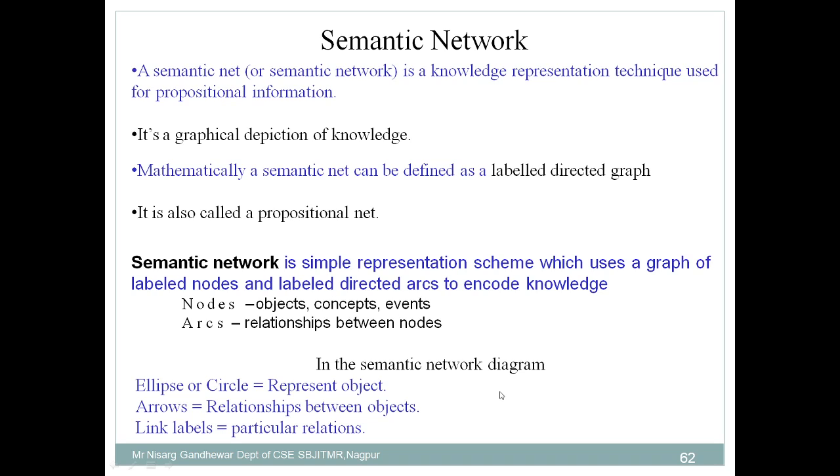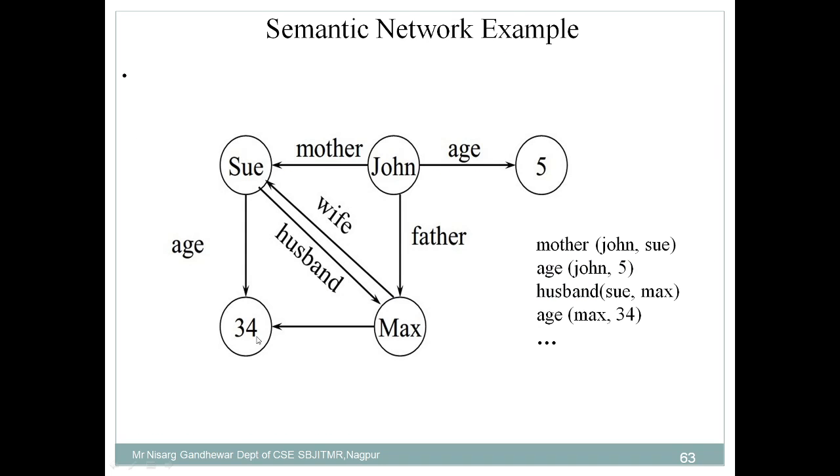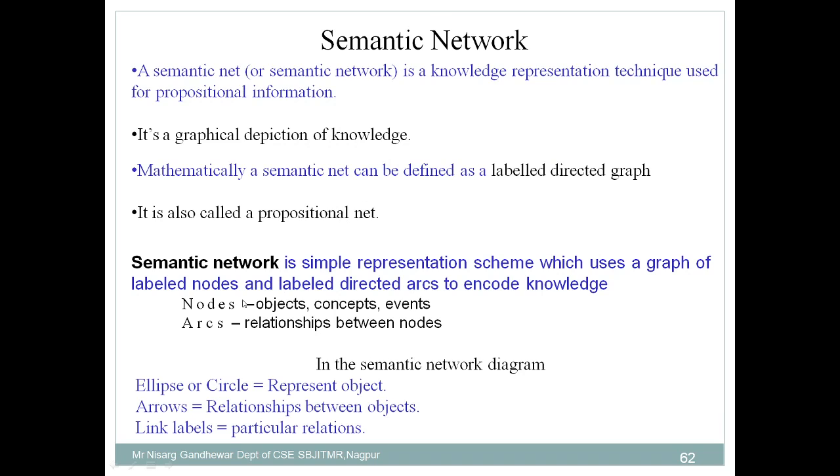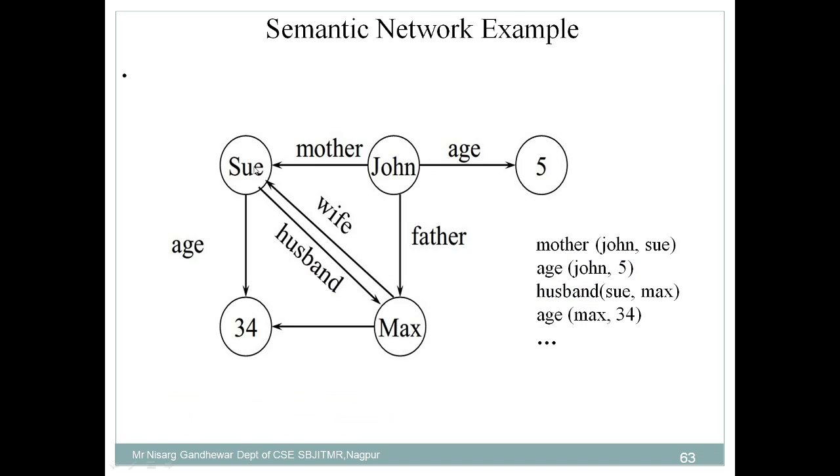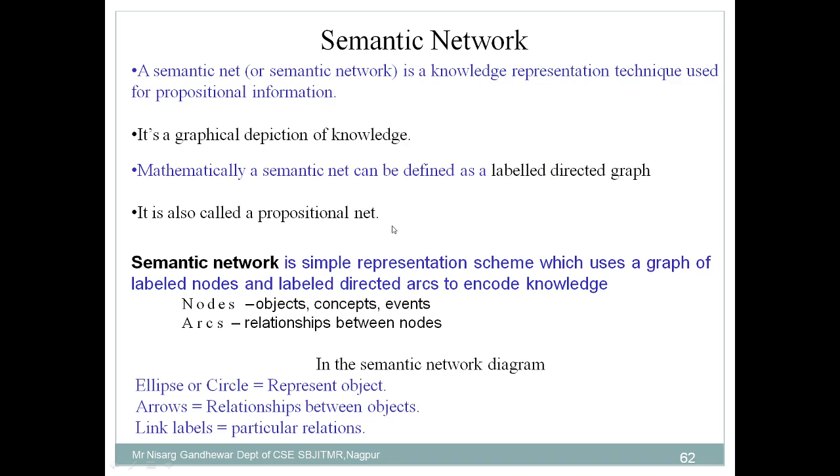Semantic network is a simple representation scheme which uses a directed labeled graph, which involves two things. One is a node and the second one is an arc. The node represents either an object, concept or event, whereas the arc drawn between nodes represents the relationship between the nodes. See here, this circle is a node, which will represent the object, concept or event, whereas this arc, that is an arrow used to connect the nodes, will represent the relationship between the nodes.